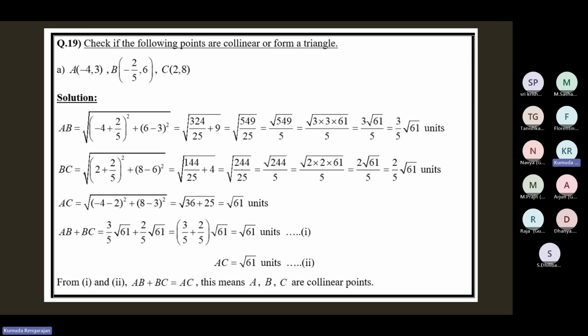In the same way, the second one, you should get this after simplifying. The square root of the denominator 25 is 5. The numerator is the square root of 244, which is nothing but 2 into 2 into 61. Now from 2 2s, 1 2 comes out of the square root. Root 61 by 5, which is nothing but 2 by 5 root 61. AC is root 61.